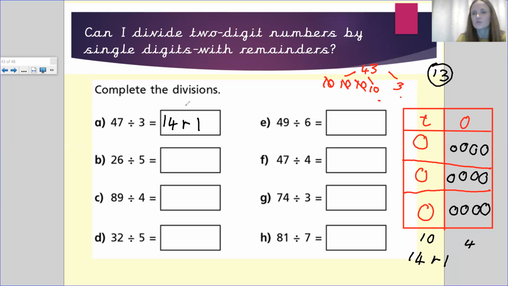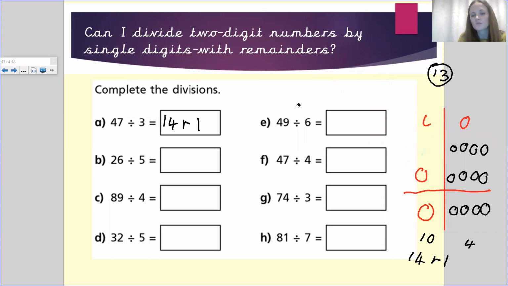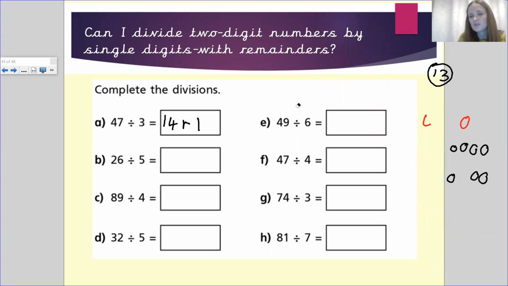What I would like you to do is pause the video and use this method using your place value chart to complete these questions. Think very carefully, let me just erase this. Think very carefully about what is being divided, what is being asked, how many groups you're breaking it into, and you need to be using your times table knowledge that you have been learning. It is so important because this would make it a lot easier.